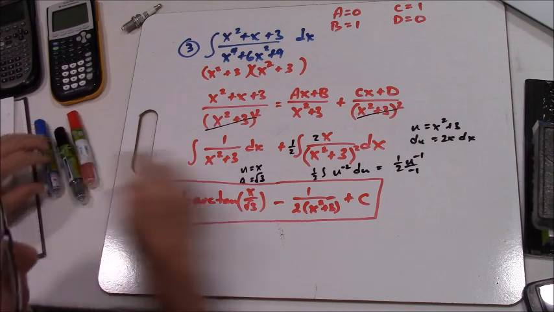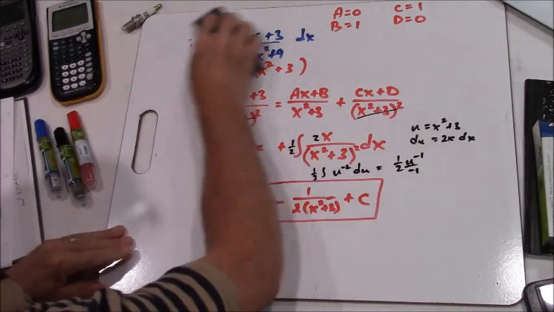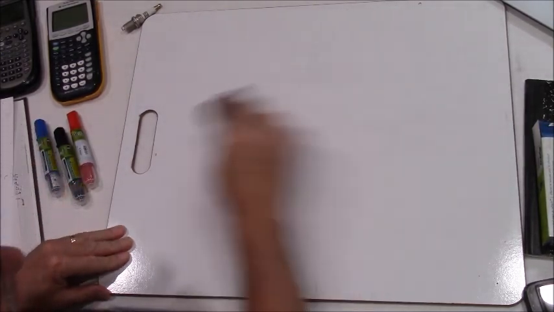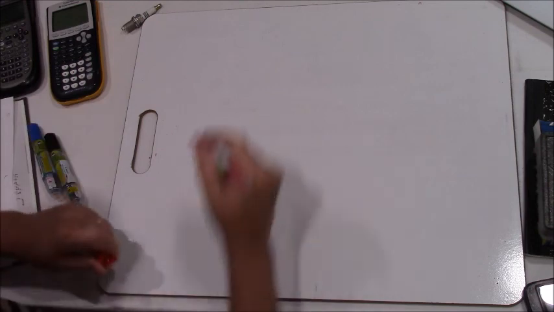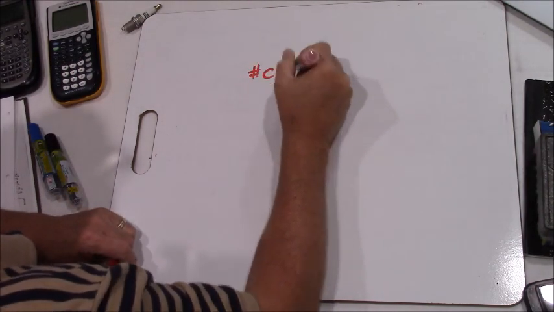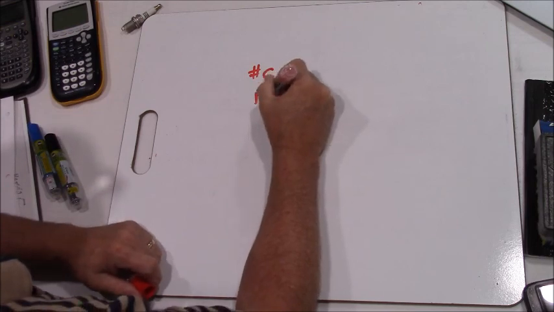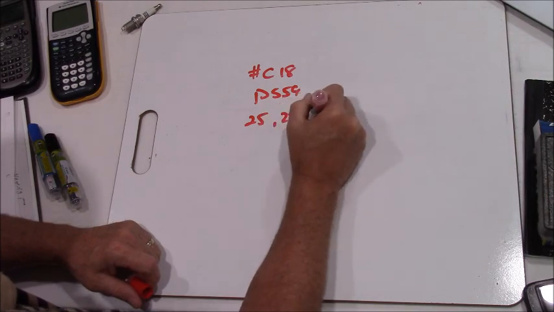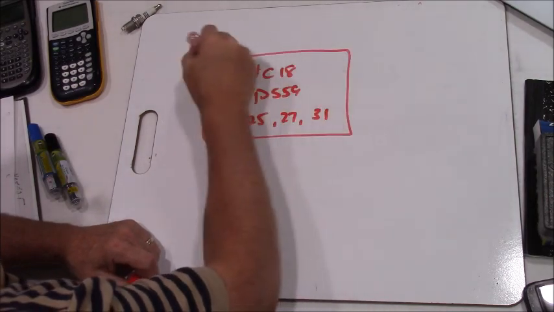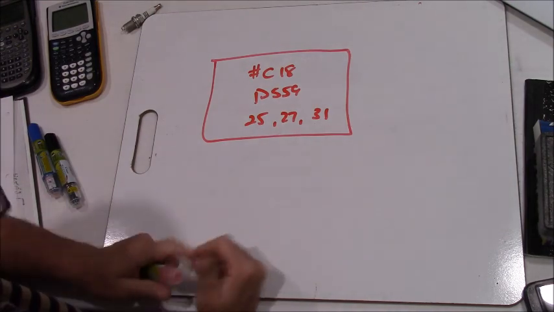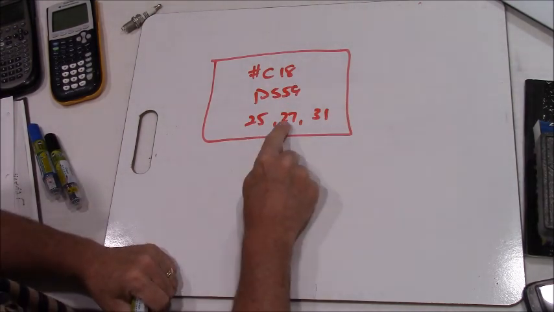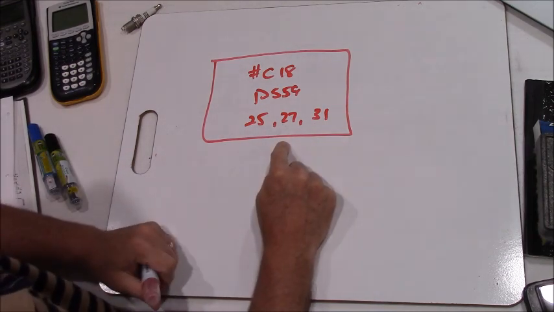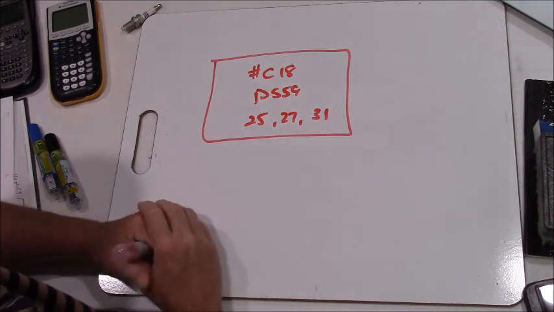Get you guys an assignment. All right, so we're on C18. Page 559, we're going to do 25, 27, 31. This is shorter because obviously these are long problems. They take a little bit of time to get through, and so we don't want to do a whole bunch of those.